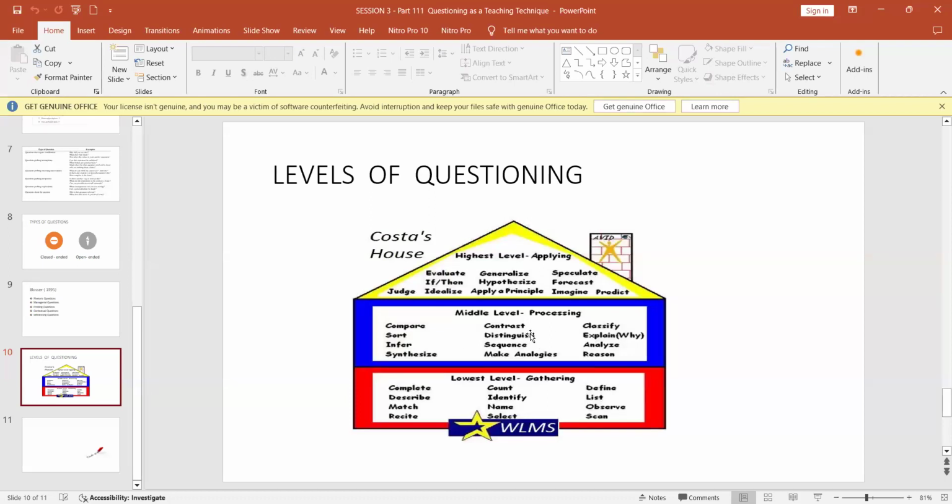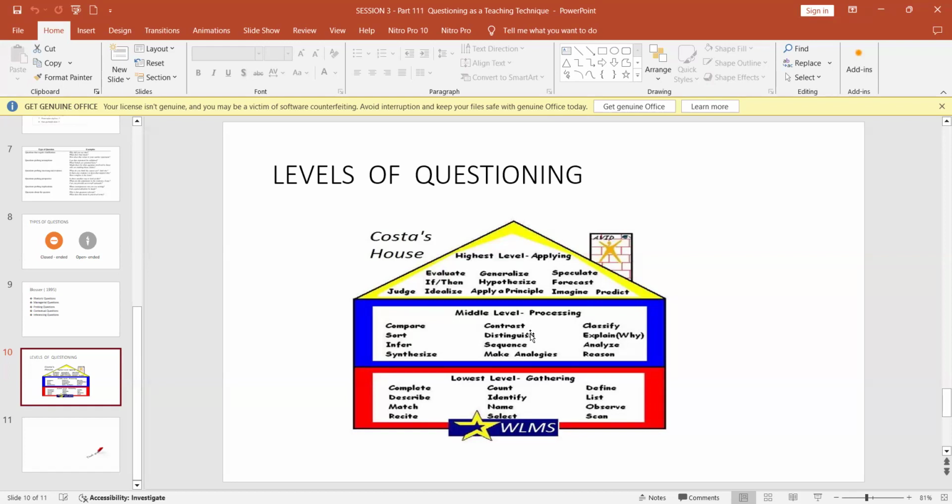Processing. That is the inferencing level. You put 2 and 2 together and form an answer. Infer, hypothesize, compare, contrast, analyze, give reasons, classify. All these things happen at the processing level. That is inferencing, not directly what is stated. Instead, they can put 2 and 2 together and compare and contrast.